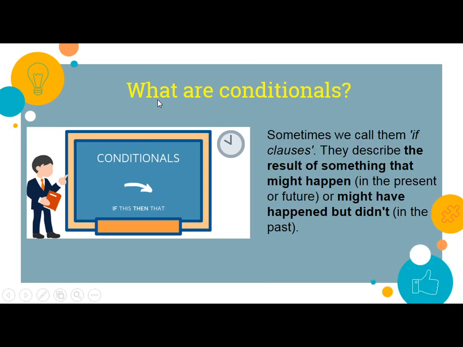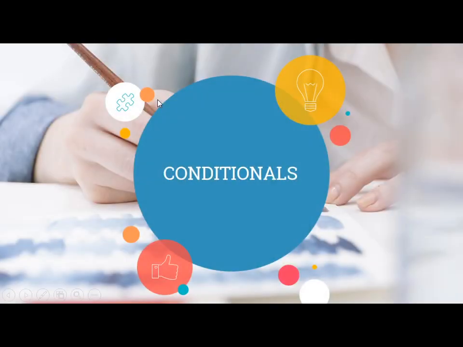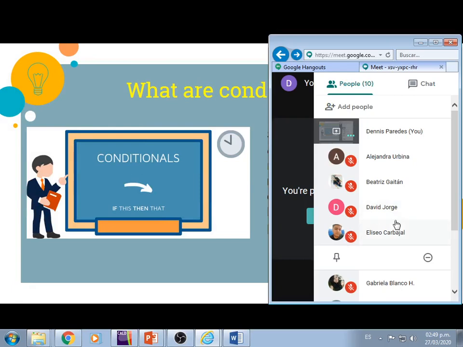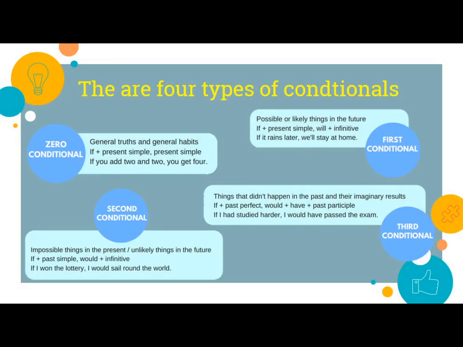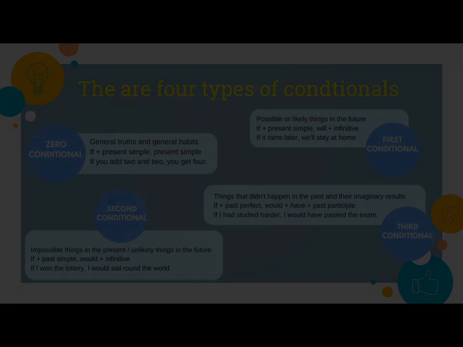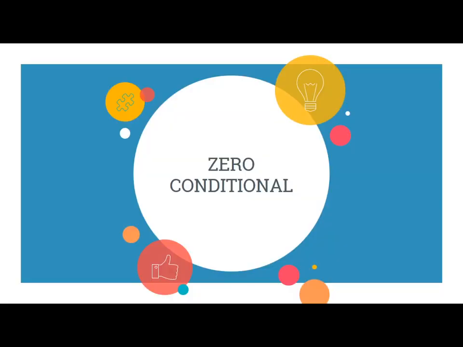Okay. First of all, as I was telling you, we're going to check conditionals, and in the case of units 24 and 25, we're going to have 4 different types of conditionals. We're going to have 0 and first conditional for unit number 24, and second and third conditional for unit 25. Now we're going to move on to the first conditional, that is going to be the 0 conditional.